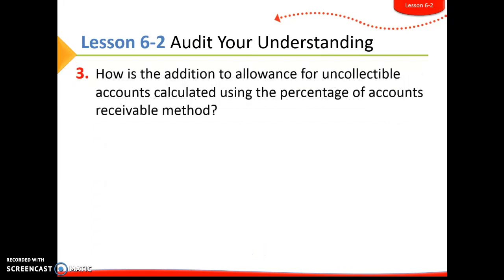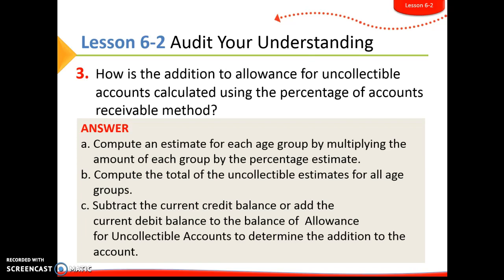Number 3, how is the addition to allowance for uncollectible accounts calculated using the percentage of accounts receivable method? Okay, compute an estimate for each age group by multiplying the amount of each group by the percentage estimate. Then we're going to compute the total of the uncollectible estimates for all age groups. And then we subtract the current credit balance, or we add the current debit balance, depending on what we have in the allowance for uncollectibles, to determine the addition that we would need to make to that account.